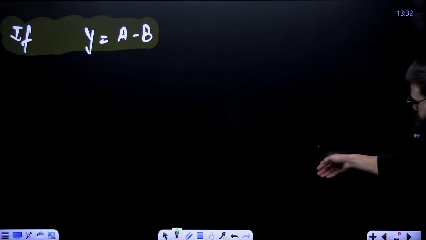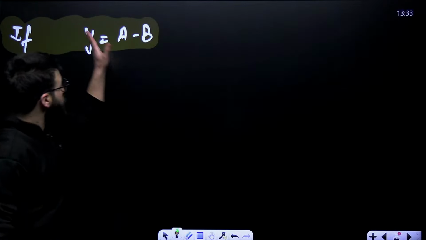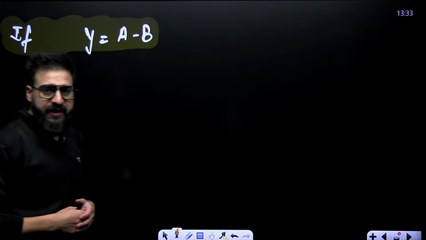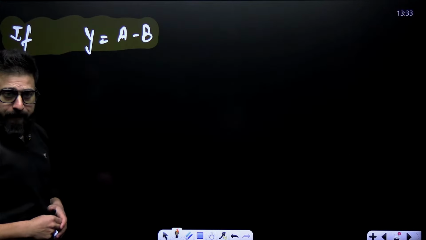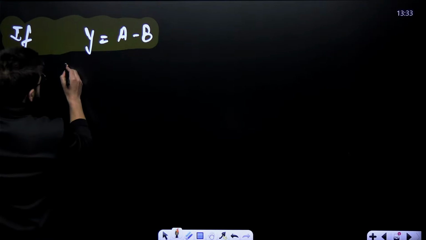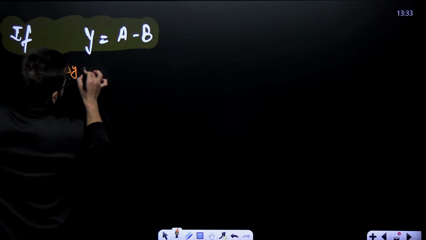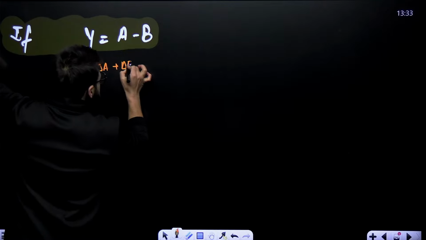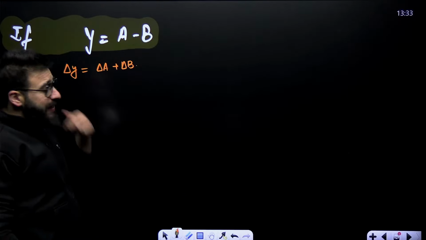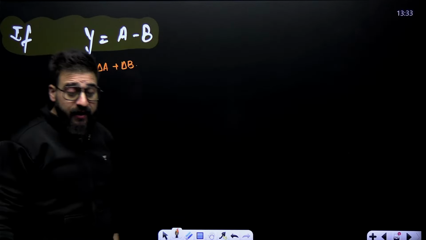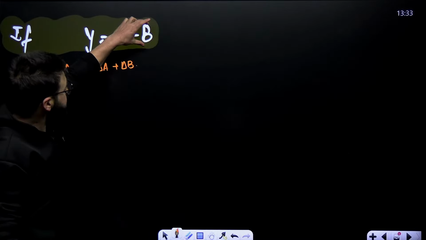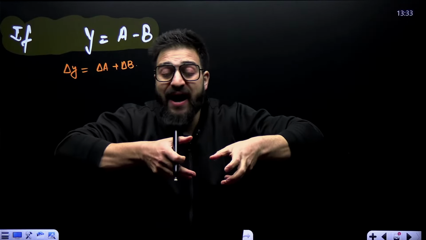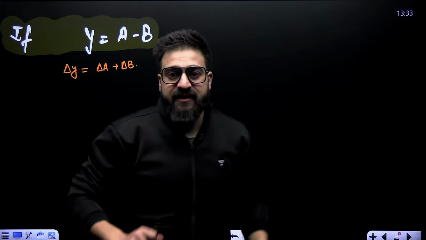Let's suppose you have a physical quantity y equal to a minus b. In this particular case, if somebody wants you to find out the error in y, what will you say? You'll say, sir, delta y will be equal to delta a plus delta b. Sir, in this case, why are you adding? Why are you not subtracting? Because if you are getting error in this, error always adds up.